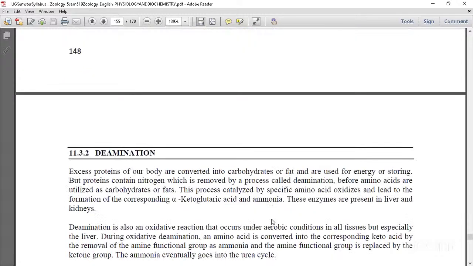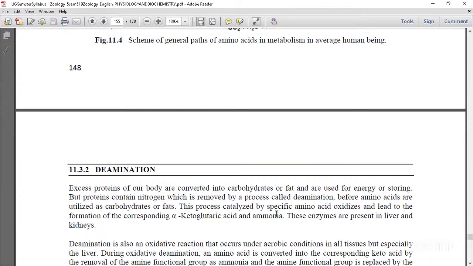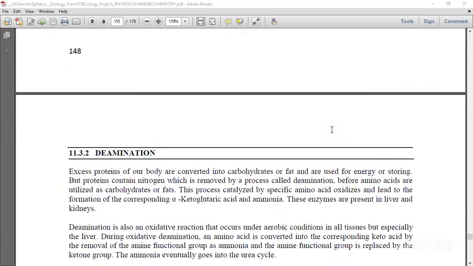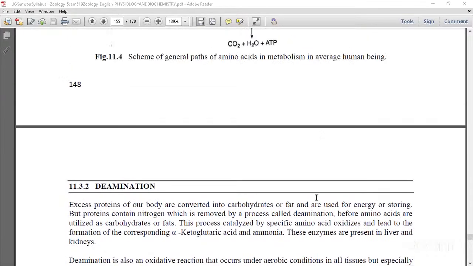Coming to deamination, whenever an excess amount of protein is present in the body, it is converted into carbohydrates or fatty acids, which are used for energy or storage. Proteins contain a nitrogen group, which is removed by a process called deamination. In transamination, the amino group is removed, but in deamination, as the name itself indicates, the nitrogen group of the proteins is removed.